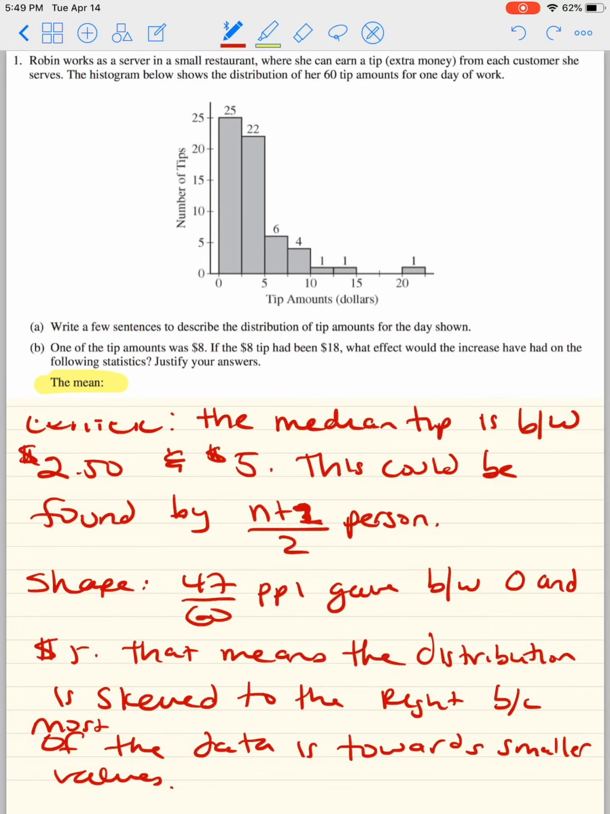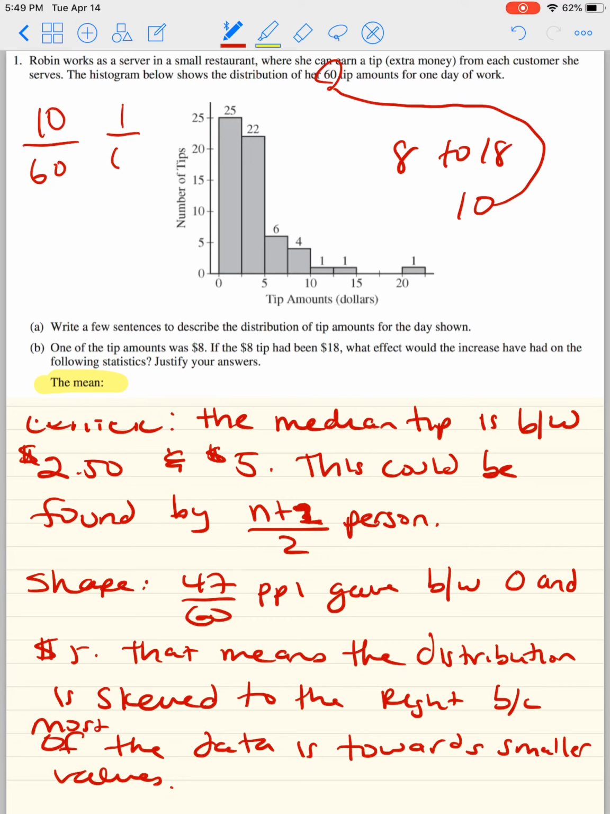So in that case here, if you go from $8 to $18, you went up by $10. You would have to give $10 or a part of $10 to all 60 people. You would have to give $10 to 60 people, or you would have to give $1 to 6 people, or you could give 1/6 of $1 to one person. So that's how the average would increase. The average would increase by 1/6. 1/6 of a dollar is about 17 cents.